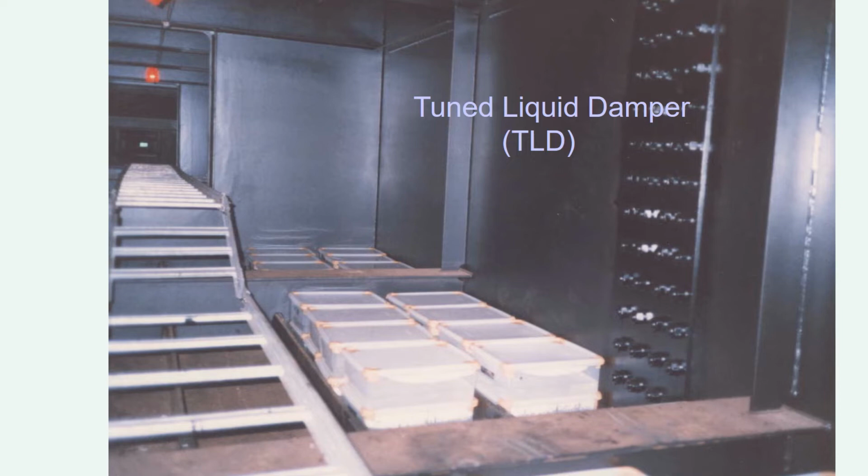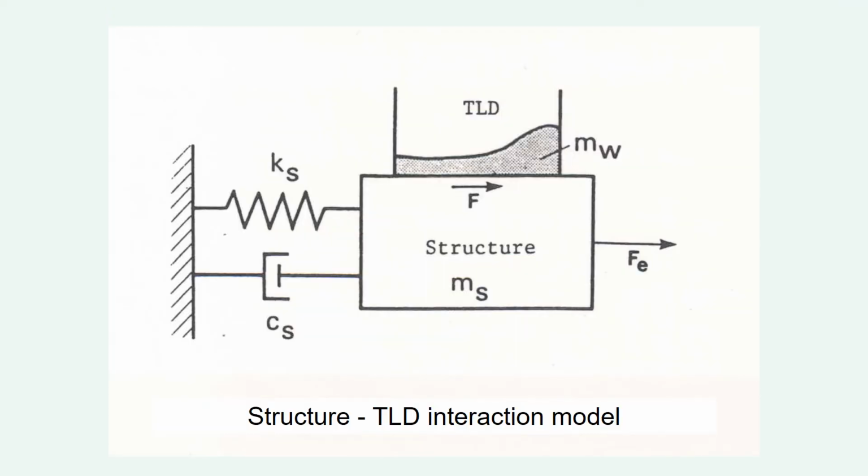Our TLD is very simple, a plastic box poured with water. Water provides additional mass and its viscosity produces damping. This is the interaction model between the structure and the TLD. The TLD is added to the 1 degree of freedom structure model. mW is the additional mass of water.